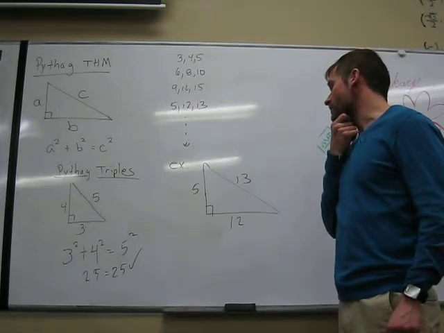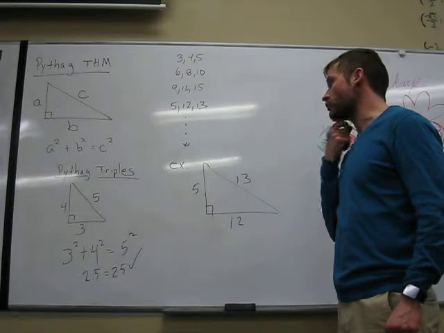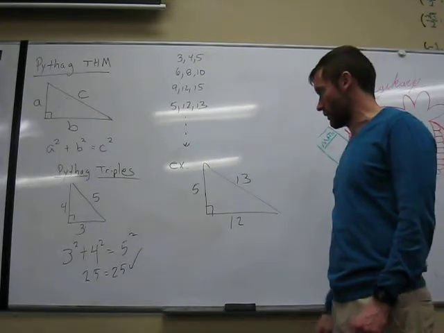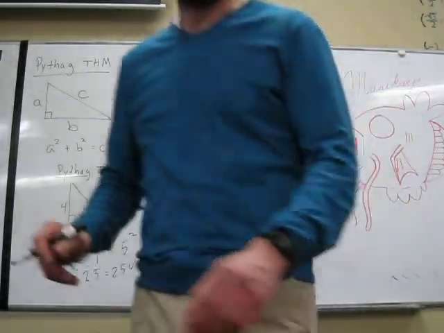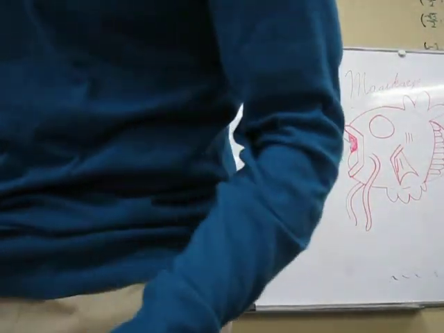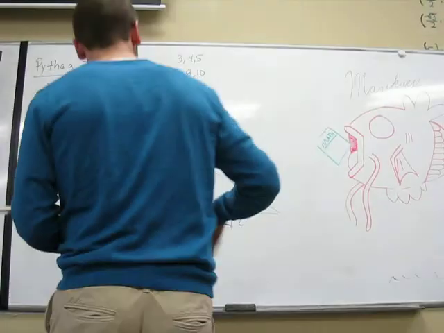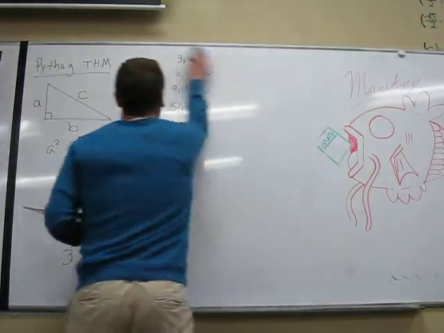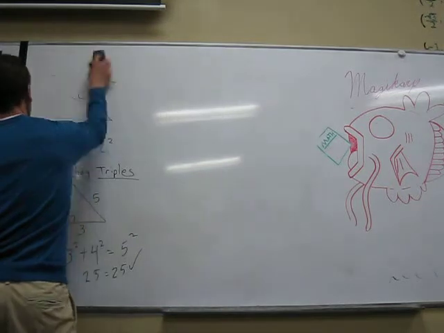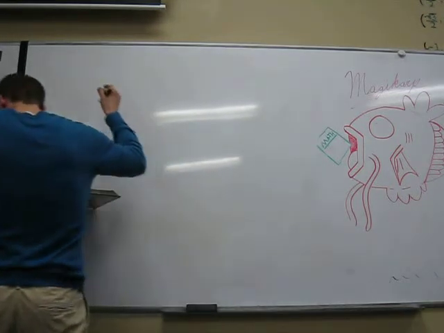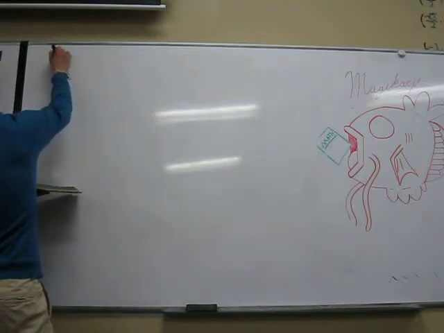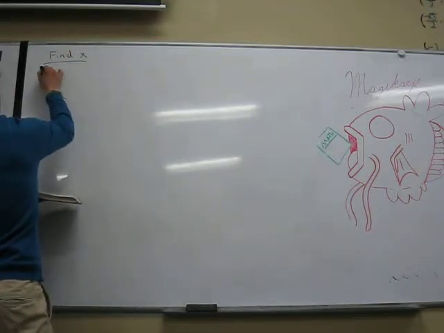Again, in a right triangle, the hypotenuse is always the longest side. So keep that in mind. Let's do some examples here with the Pythagorean theorem. Find x.